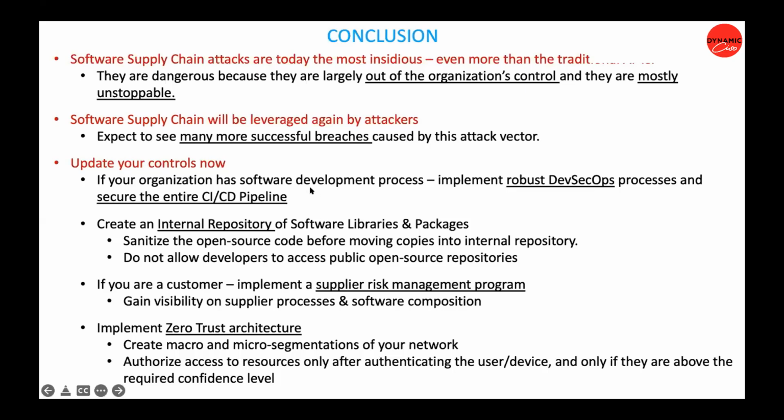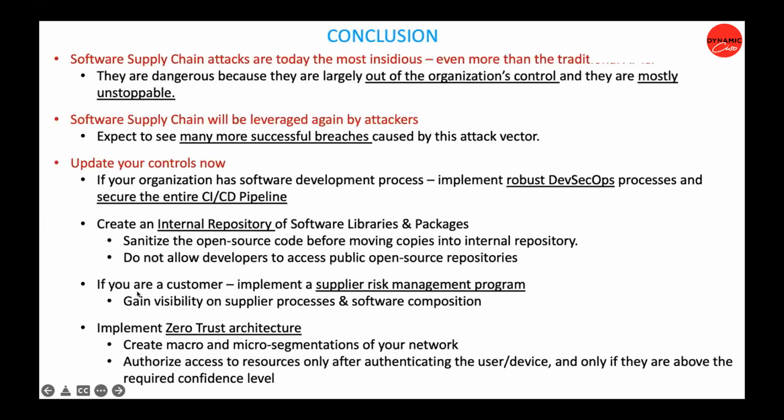If your organization develops software internally, you must have robust DevSec processes, and you need to secure the entire CI/CD pipeline. You need to create an internal repository of software libraries. Sanitize the open source code before moving copies into the internal repository, and do not allow developers to access public open source. They should only go to the internal repository. That means your build servers must be configured to point only to the internal repository.